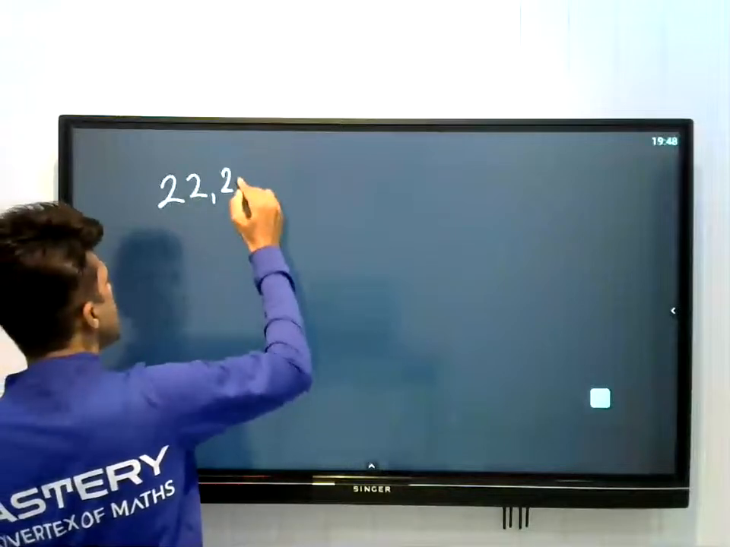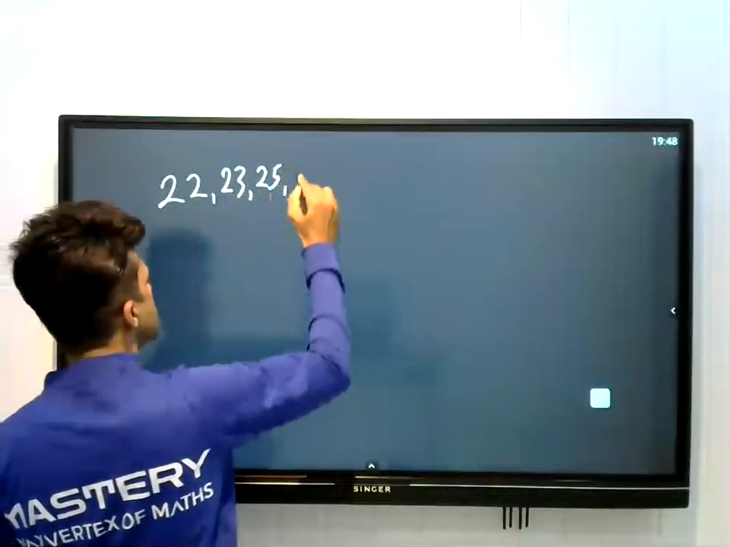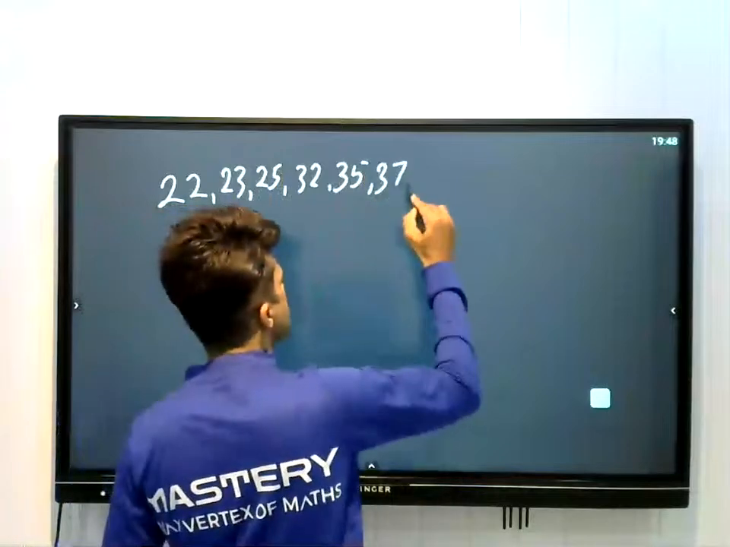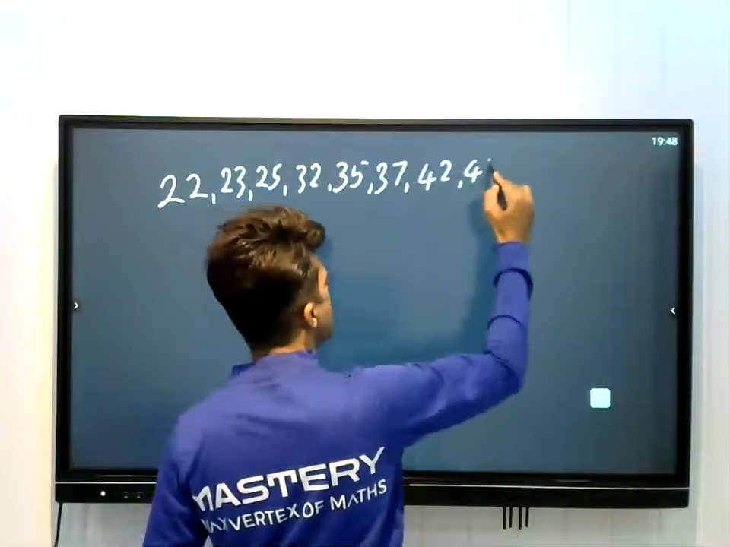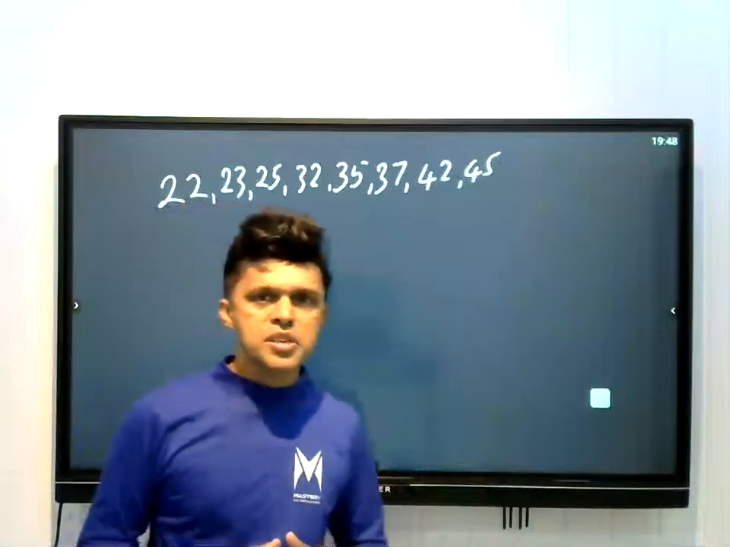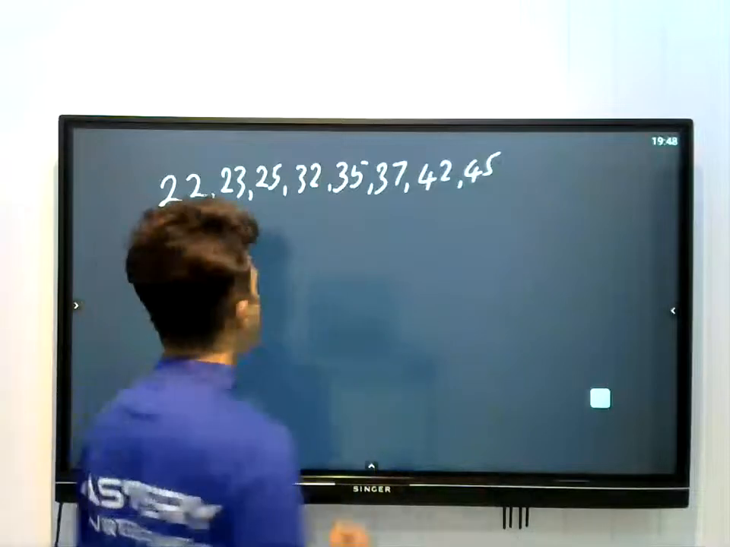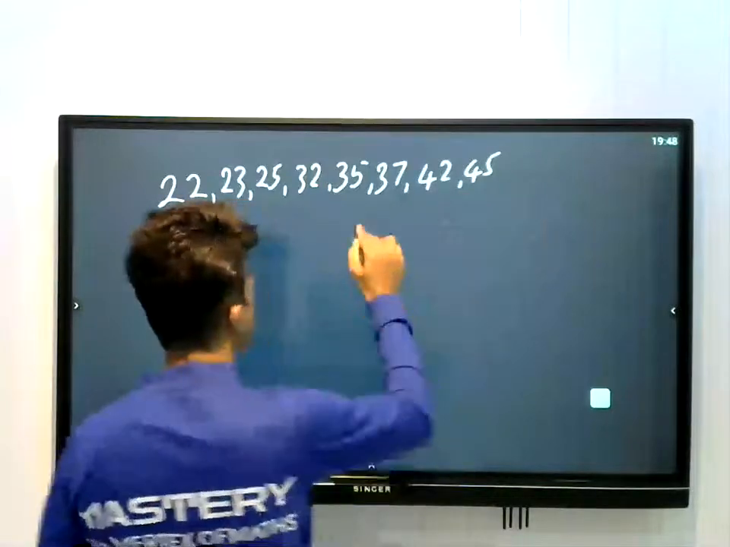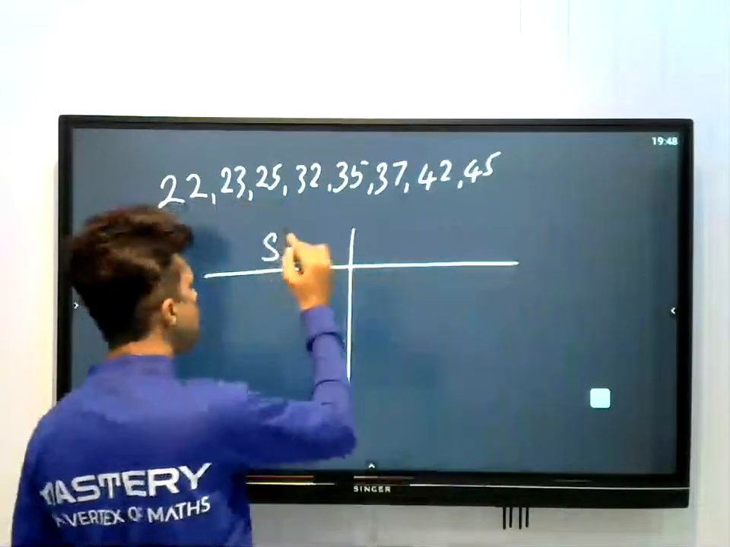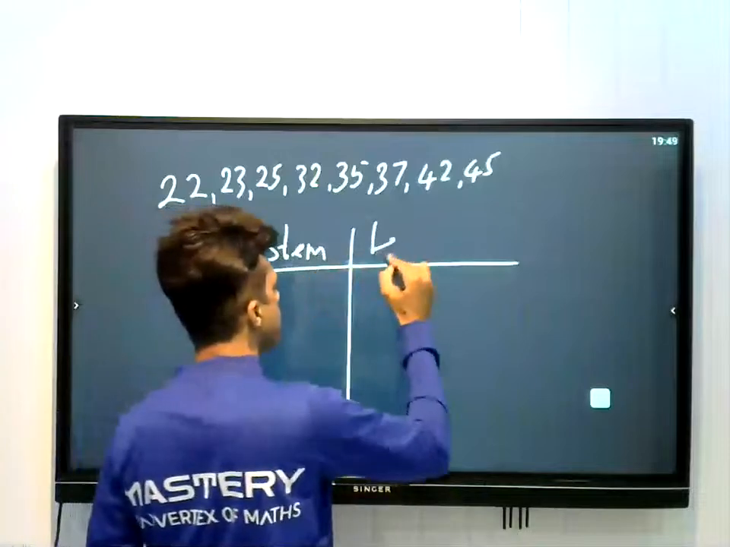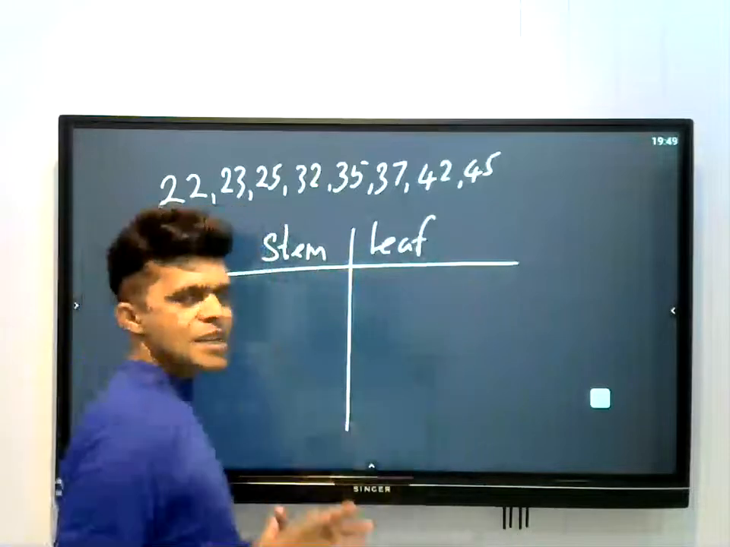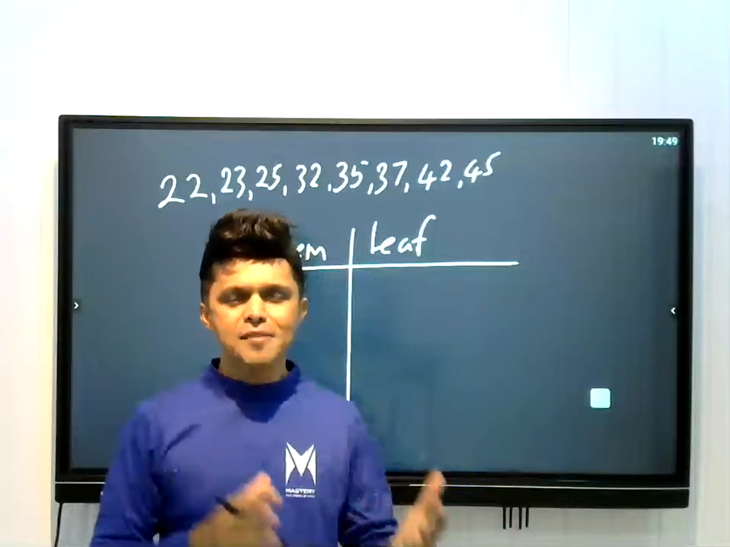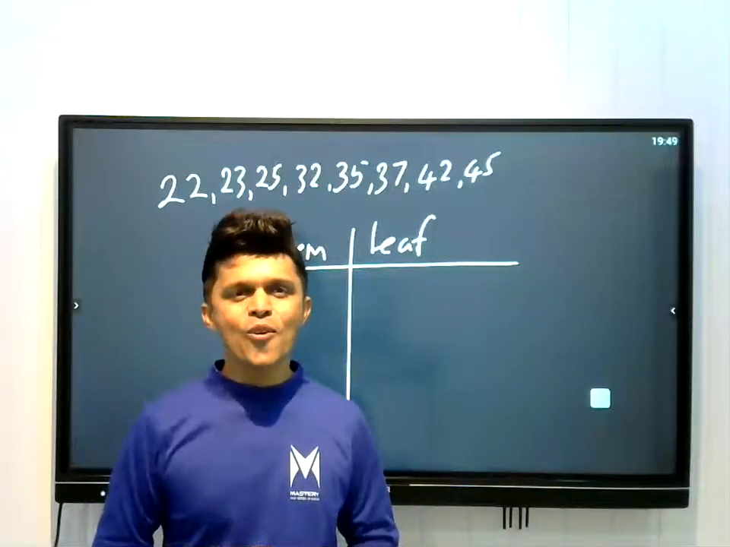22, 23, 25, 32, 35, 37, 42, 45. Let's enter these values in a stem and leaf diagram. Here, how many digits? 1, 2, 3, 4, 5, 6, 7, 8. Stem, leaf. So that I can enter this data in the stem and leaf diagram easily, I have written this data in ascending order.